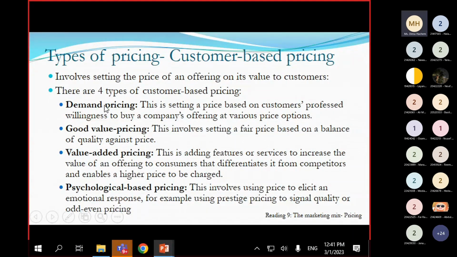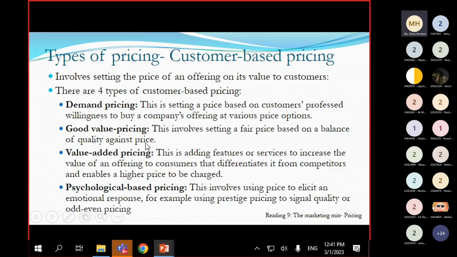Another way is called customer-based pricing. Customer-based pricing involves four types. First of all, demand pricing. So when the demand increases on a certain product, you can raise the price.